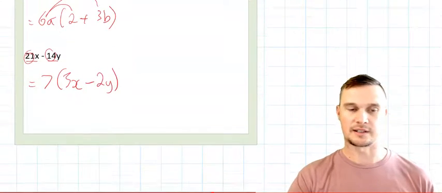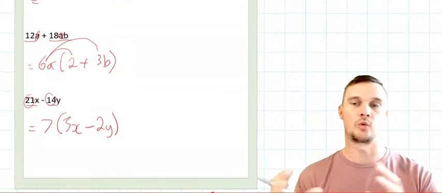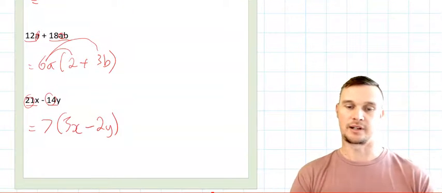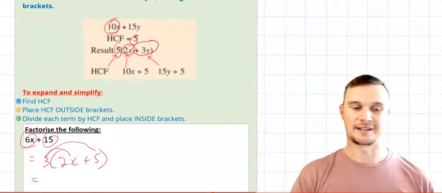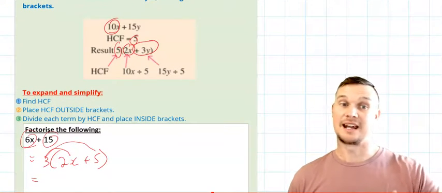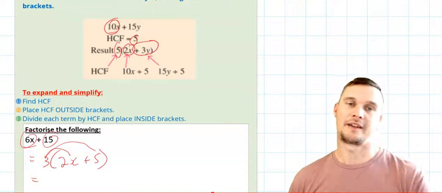It is really quite simple once you get the hang of it, but again, it's just working in reverse order of the distributive law of expanding our brackets. We're just bringing it down. So again, the key reminders are that you find the HCF, place the HCF on the outside of the brackets, and then divide each term inside the brackets by the HCF.